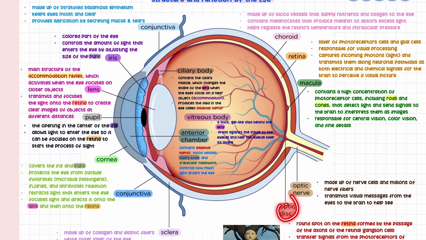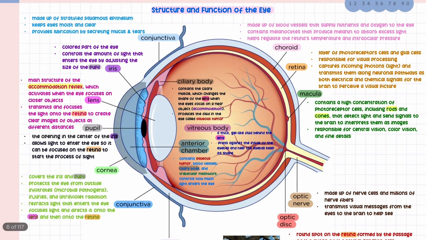Here we have our optic disc, and as you can see here, the optic disc is what transfers the signals from the photoreceptors of the eye, because they're in the macula, and they transfer it into the optic nerve. This part is the optic nerve, and that is what transmits these visual messages that the eye is getting to the brain to help us see.